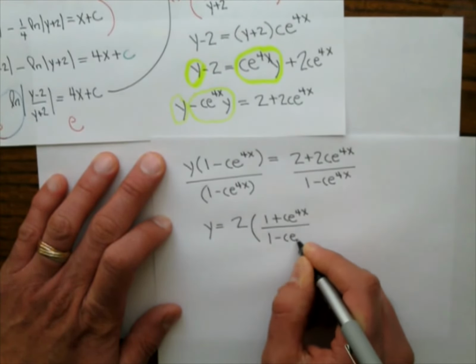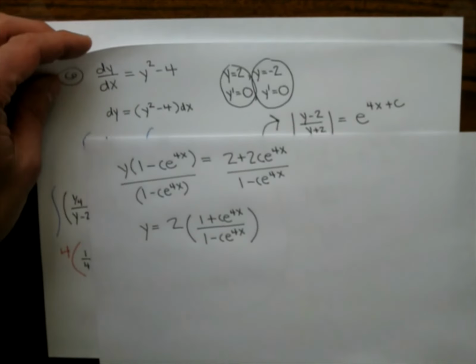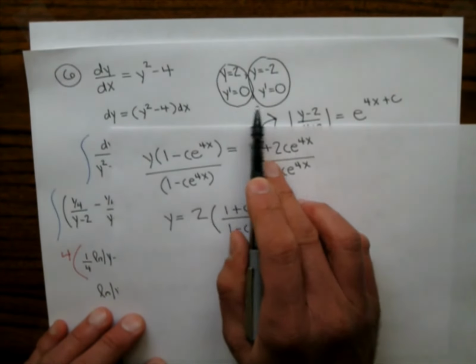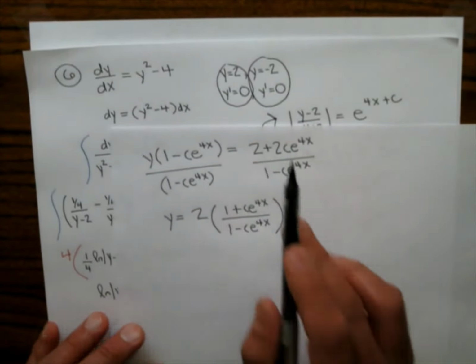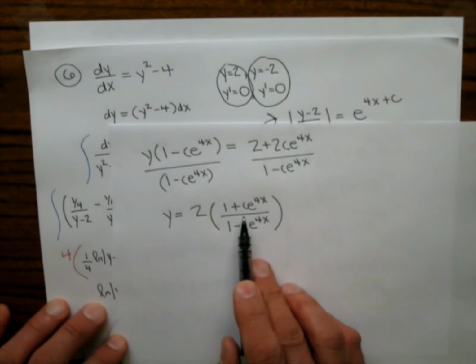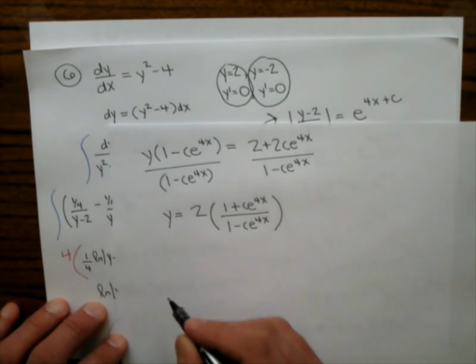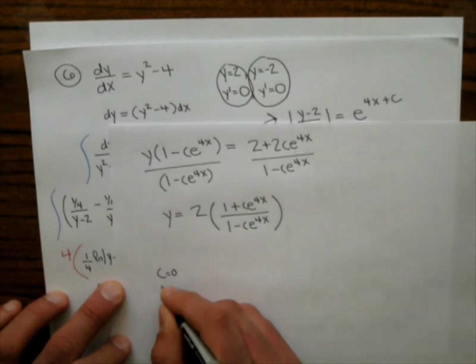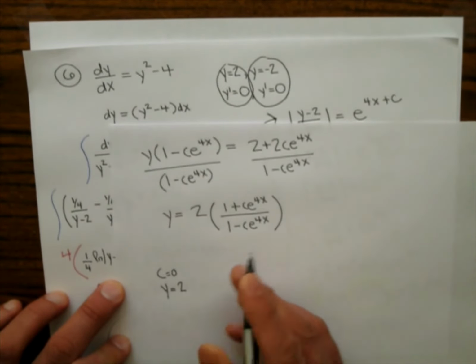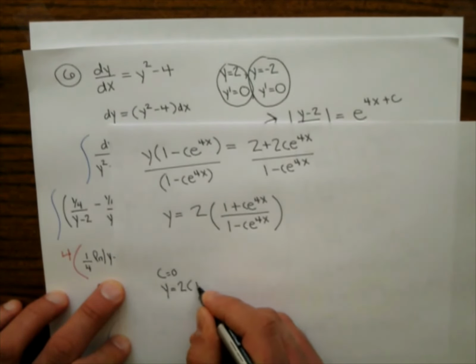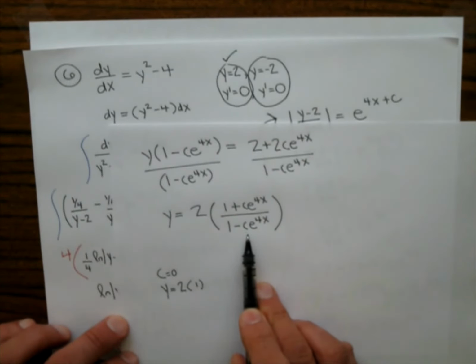Now, the question is, did we leave any of the kids? Here are the kids right here. Did we leave any of them at the gas station? Well, can you put a value of c in there where you'll get one of the kids? Well, c equals 0. If you have c equals 0, you end up getting y equals 2, since that's just going to be 1 over 1. So we got that guy. If you make c any other real number, you're going to have e to the 4x within your solution.